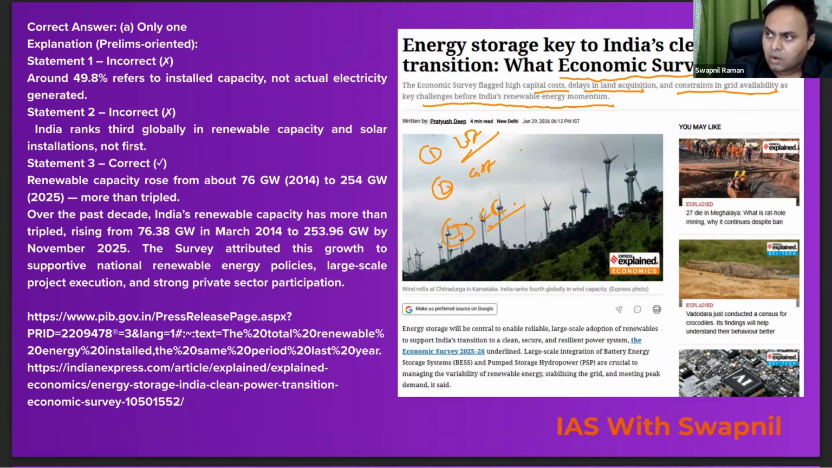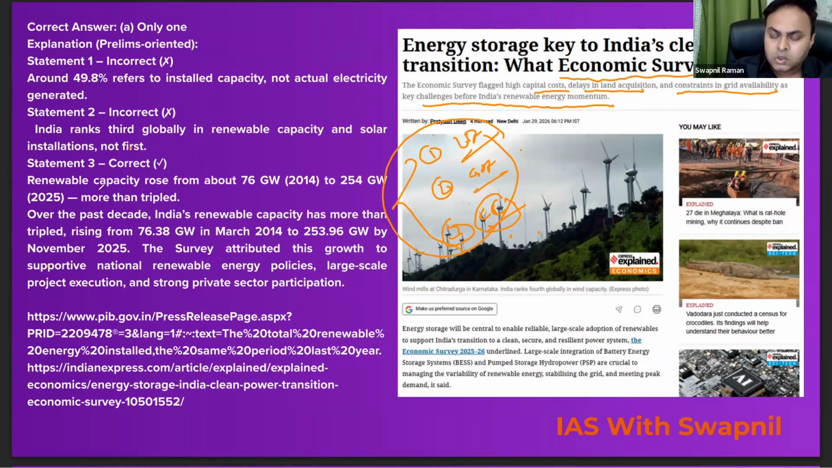The increased capital cost. And here the question can be: which of the following is an obstacle in India's renewable energy momentum? So what will the correct answer be? All 1, 2 and 3. Clear? So delay in land acquisition, then the capital cost, and the constraints in grid availability. These three are the major hurdles in India's renewable energy momentum. Clear? So the Economic Survey talks about India's renewable energy sector.